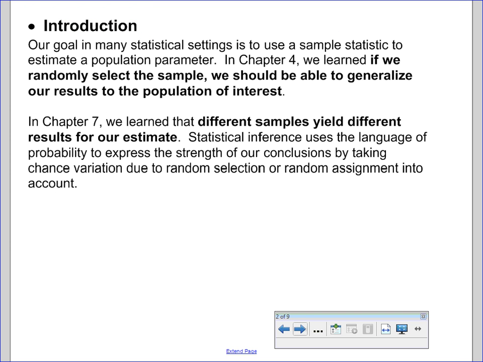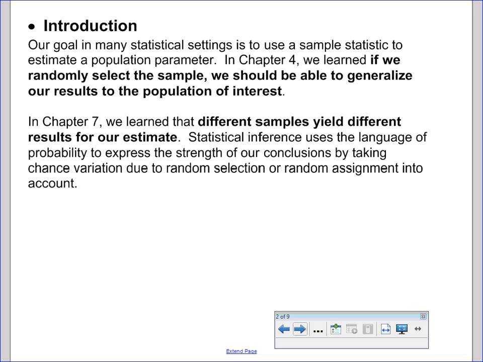Our goal in this unit is that we're going to get a statistic and we're going to say, okay, how good an estimate of the population parameter is this statistic? Now in chapter 4 we talked about experimental design, and we learned that if you randomly draw a sample from a population, then you can use that statistic to make inference about the entire population. Last chapter, we learned that if we randomly select a sample, it's going to follow a certain distribution.